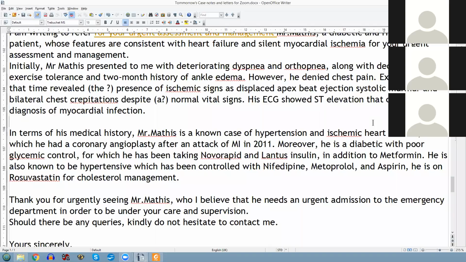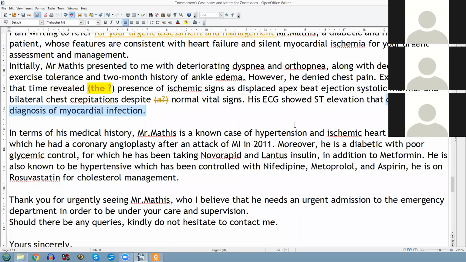"So examination at that time revealed..." Yes, you need an article, yeah. "Despite a normal vital signs..." You don't need an article there because you've got "normal vital signs." So you don't need that, but you do need that, okay? You need a definite article there, but you don't need an indefinite one there.